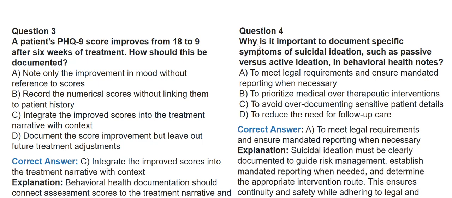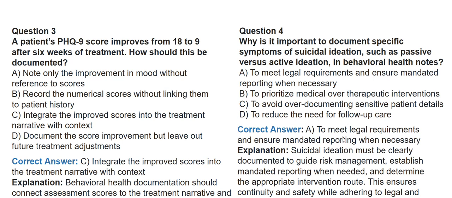Question 4. Why is it important to document specific symptoms of suicidal ideation, such as passive versus active ideation, in behavioral health notes? A, to meet legal requirements and ensure mandated reporting when necessary. B, to prioritize medical over therapeutic interventions. C, to avoid over-documenting sensitive patient details. Or D, to reduce the need for follow-up care.